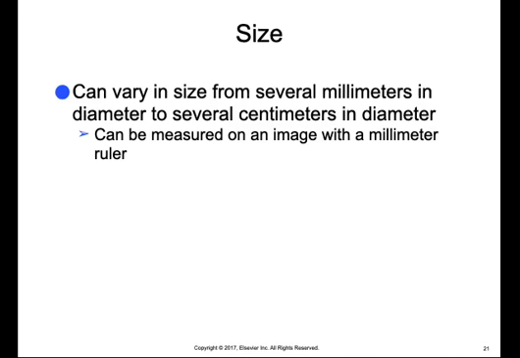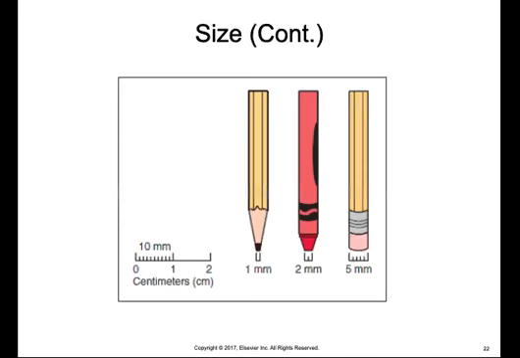And over here on this next image, we have a comparison of how big a millimeter really is. We can see the tip of a pencil is approximately 1 millimeter in diameter. The end of a pencil eraser is about 5 millimeters in diameter. So it just gives you an idea of exactly how big a millimeter is. It's a very small size.